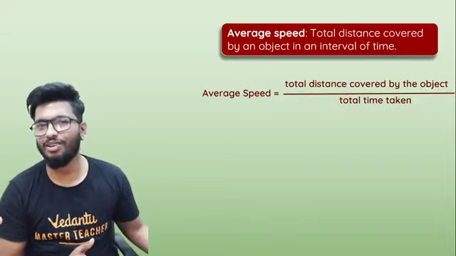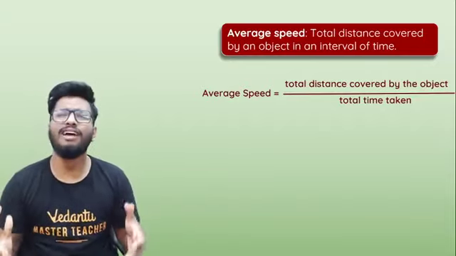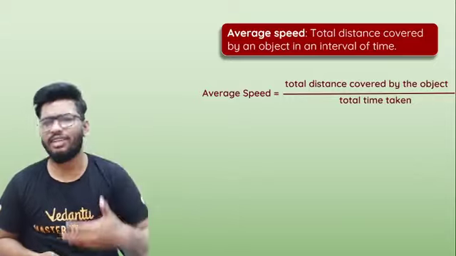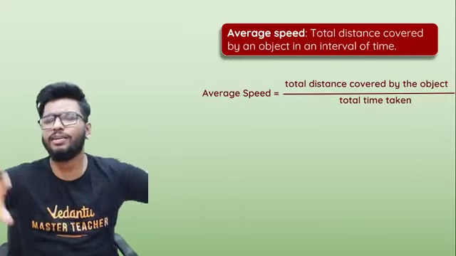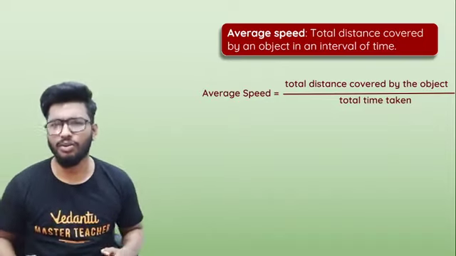And in the case of non-uniform motion, guys, you generally don't find the speed, you find the average speed. So what is the average speed? It is nothing but total distance covered divided by total time taken, which gives you the average speed of the body. That is, what was the speed throughout the entire journey. That is calculated by total distance covered divided by total time taken.